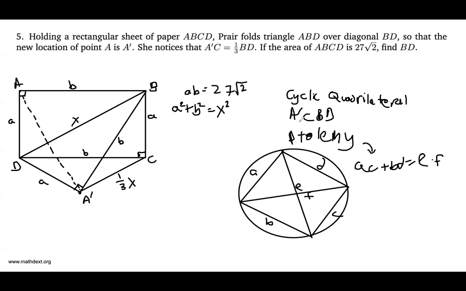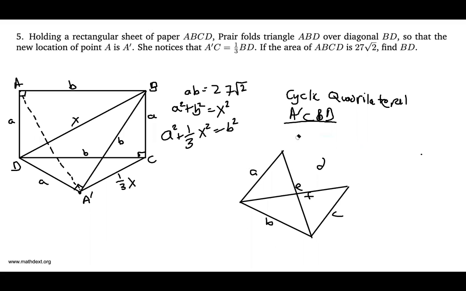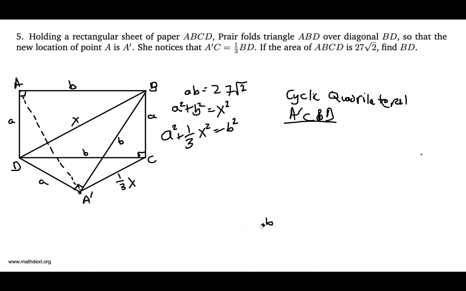But given A prime C B D is cyclic, we can just apply Ptolemy's theorem on this quadrilateral. And what we see is the two opposite sides have a product of A squared. These two opposite sides have a product of 1/3 x squared because it's 1/3 x times x. And then the diagonals are B and B, so have a product of B squared. So we get this equation. And now I claim this is actually enough to solve for what x is.